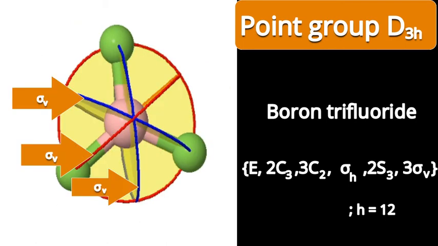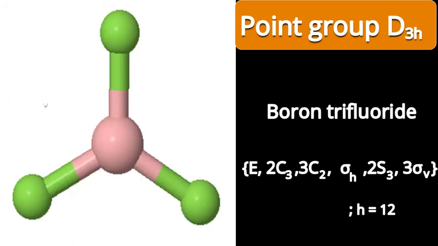There are 3 vertical planes which are perpendicular to the molecular plane, and each plane passes through a boron-fluorine bond. Each plane has only one operation, sigma V. So because of a total of 3 operations, I am writing here 3 sigma V. The order of this group is 12, and the name of the group is D3H.